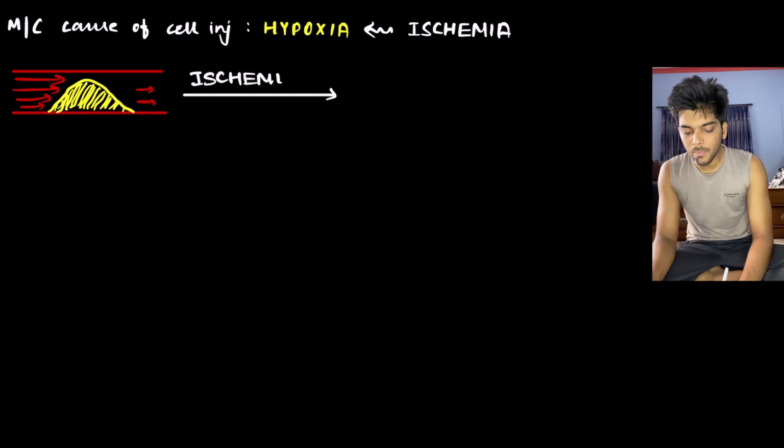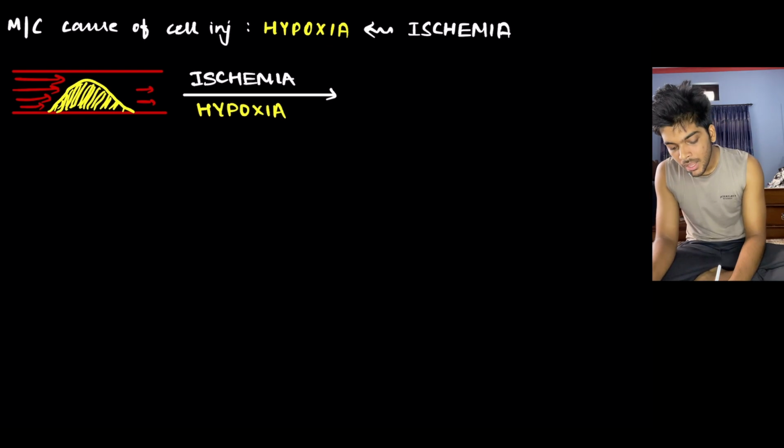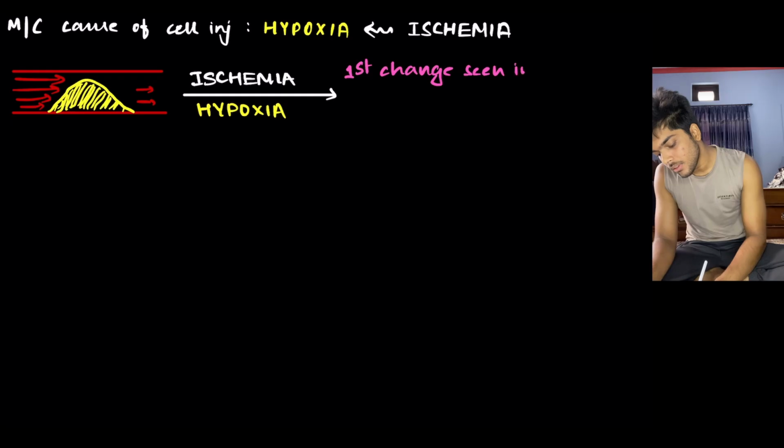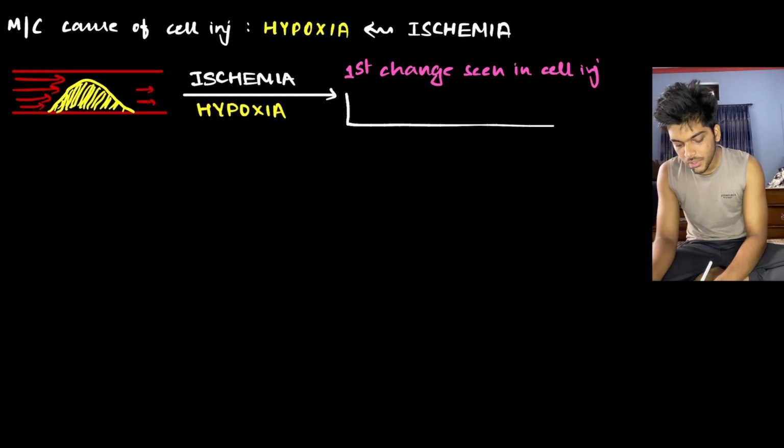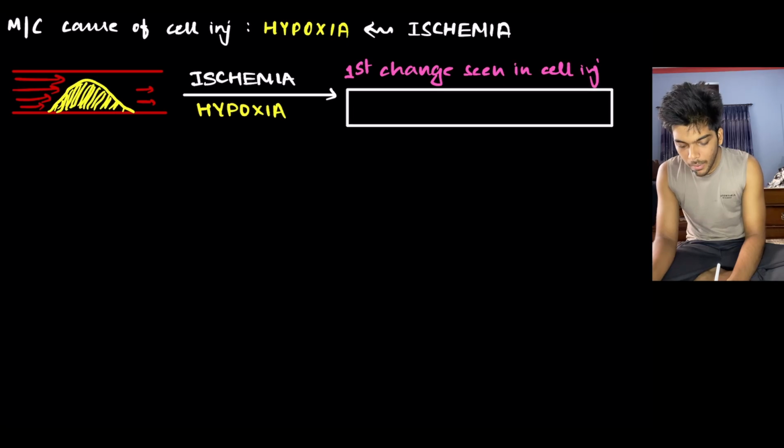Since there is reduced blood supply, there is obviously reduced oxygen supply as well. And this is referred to as hypoxia. And hypoxia leads to cell injury. The very first change which is seen in cell injury is mitochondrial dysfunction. And it makes complete sense.